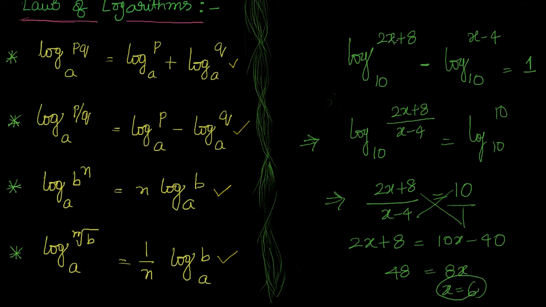Let's put it. This is nothing but 2 times 6, 12 plus 8, 20. This is 6 minus 2, 2. Log 20 minus log 2. Right? So this is nothing but log 20, can I write it as log of 2 into 10? So that is nothing but log 2 plus 1 minus log 2. It goes to 1. That's correct.